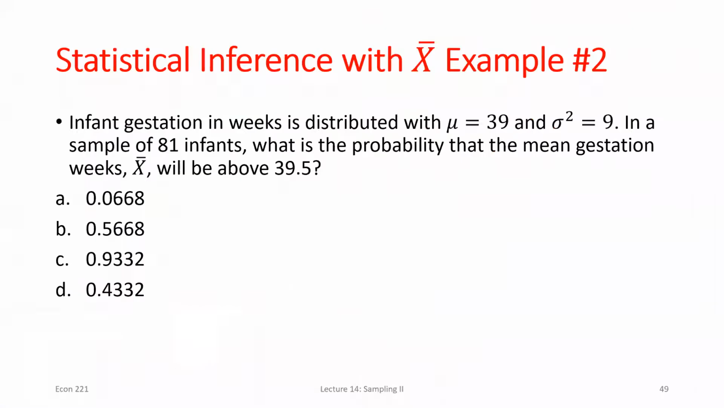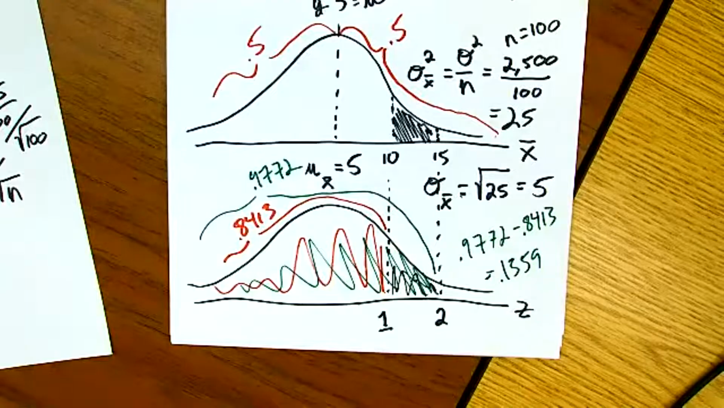So what if I had a slightly different example? We go back to that birth weight data, and let's say I sample 81 different infants, and I know that the original gestation weeks variable, because I had the population data, had a mean of 39 and a variance of 9. If I look at these 81 infants and take a sample mean from those 81, what's the probability it's going to be above 39.5? So how would we set this one up?